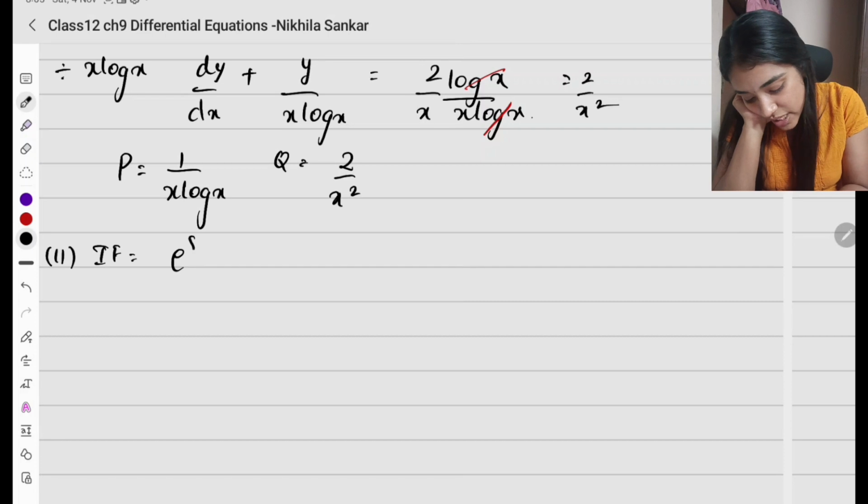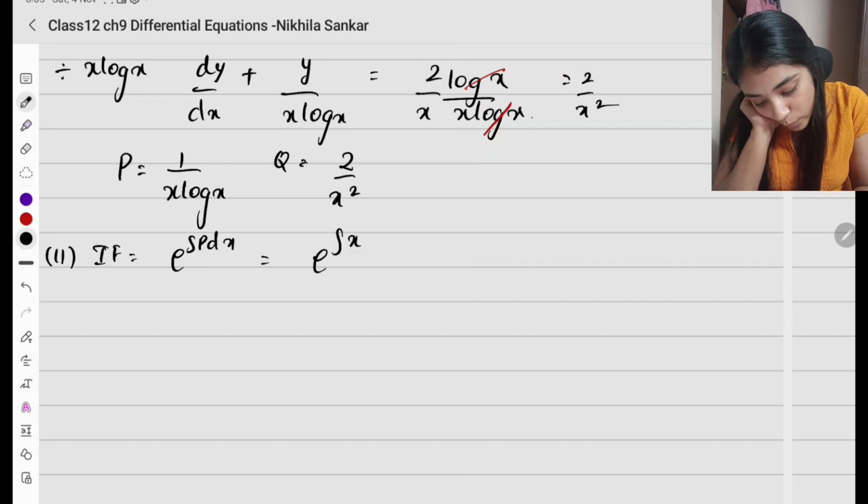Now what is my second step? Integration factor, which is e to the power of integral p dx, which is e to the integral of 1 by x log x, so 1 divided by x log x times dx.